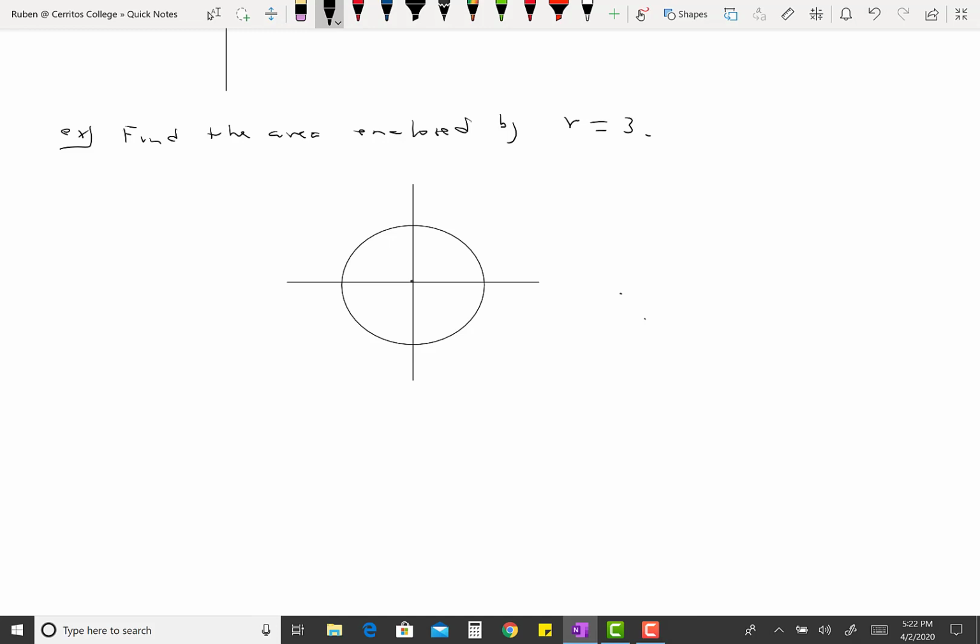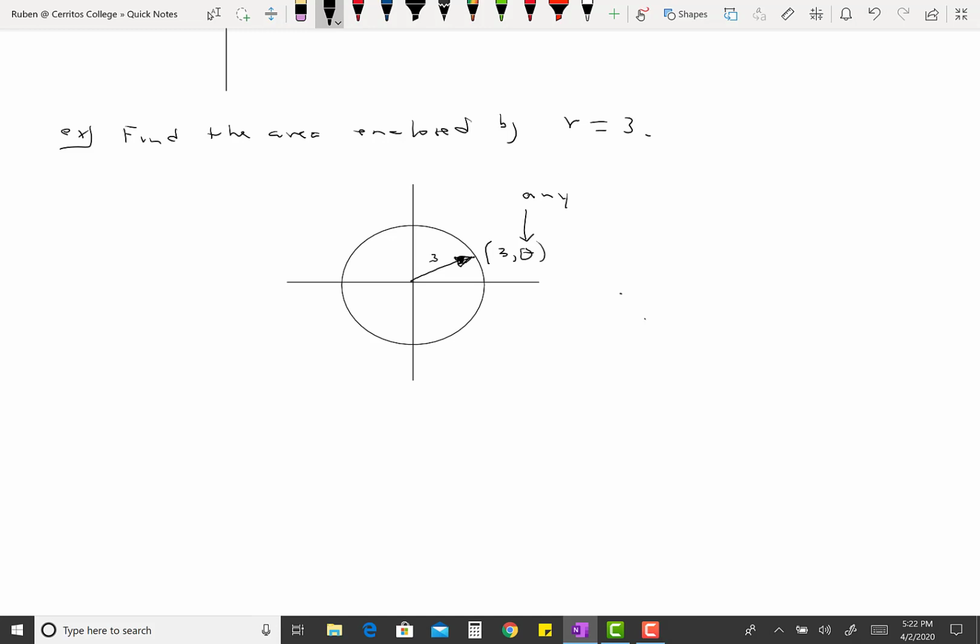Notice that the R value is always 3. For every point on this circle, the r value is 3. Theta can take on any value. There's no mention of theta in this equation. So as long as we put as our first coordinate 3, theta can equal any value, and what we sweep out is a circle. So r equals a constant gives us a circle in the polar plane.